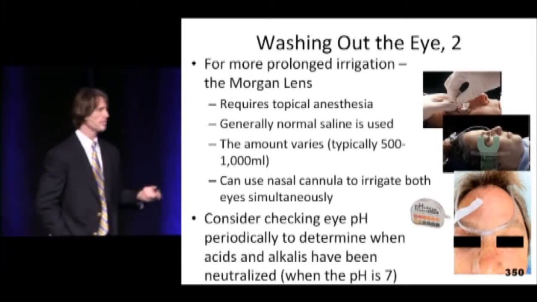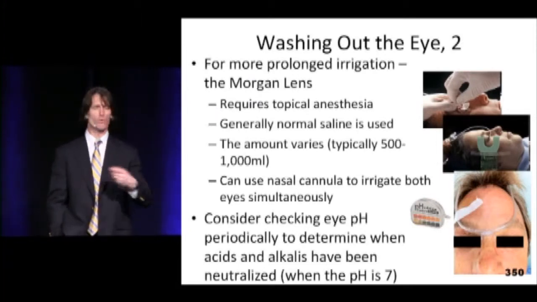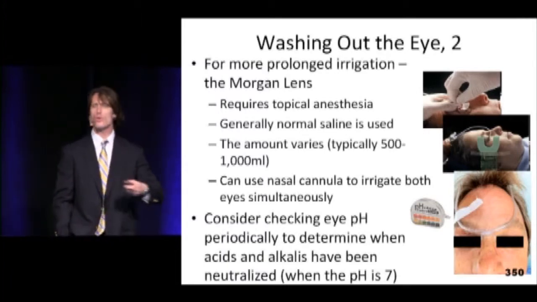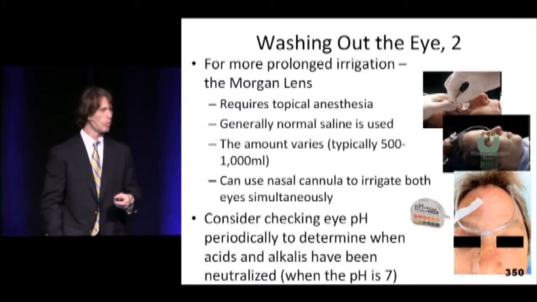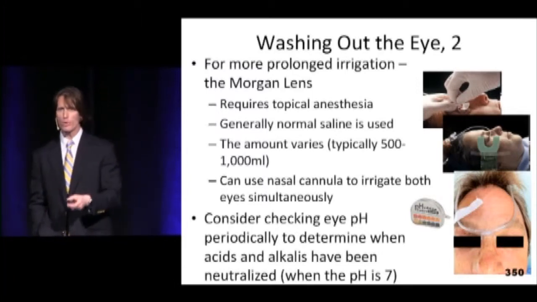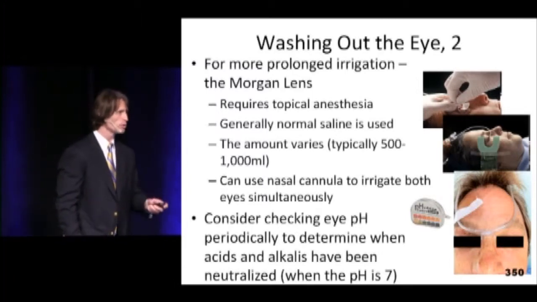And if they have an acid or alkali burn, you want to check the pH with litmus paper. So you check it, and you want to be really close to neutral, body neutral, 7.4. Now, this is important for alkali burns, because with alkali burns, you get liquefaction necrosis.